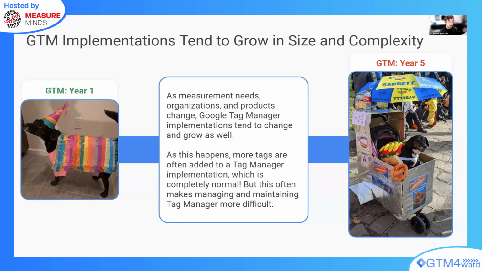Maybe you start with Google Tag Manager in year one, and it's like this piñata costume for Lucy. It's very simple, just some tissue paper and a hat. And then in Google Tag Manager year 5, you have something that's way more complex. You have a bunch more tags, multiple containers, custom HTML in there and everything. It's more like Lucy in this hot dog cart costume. Basically Google Tag Manager, like the costume, is being held together by tape and pure force of will.